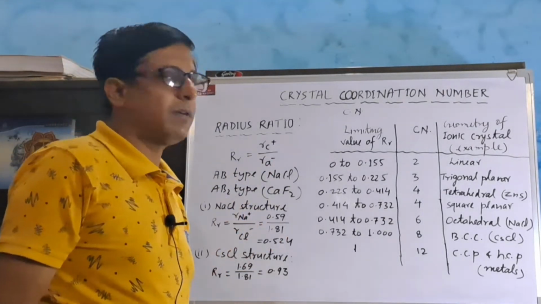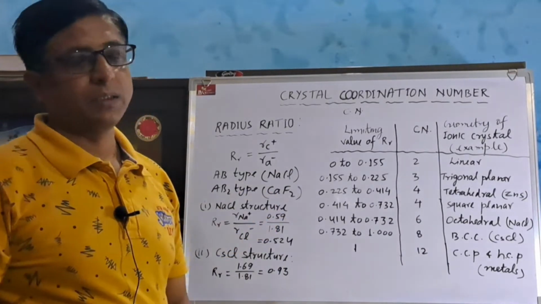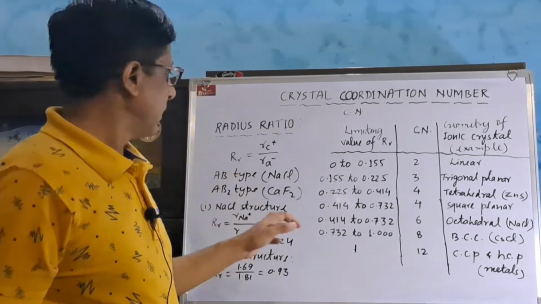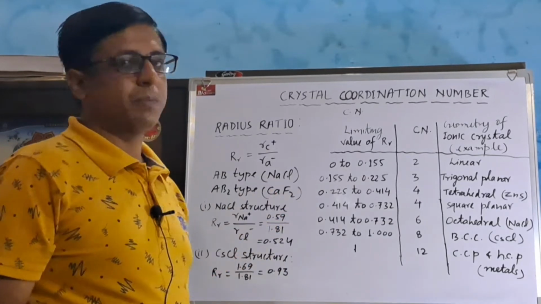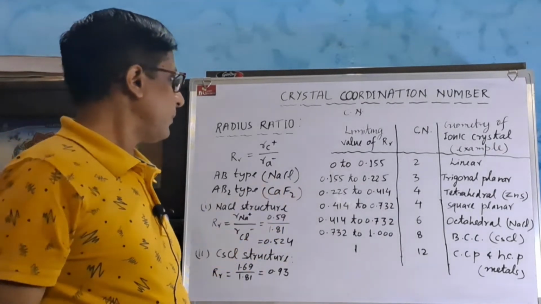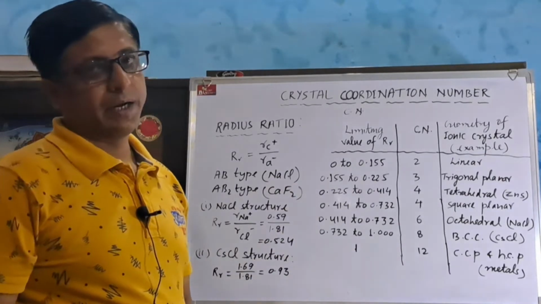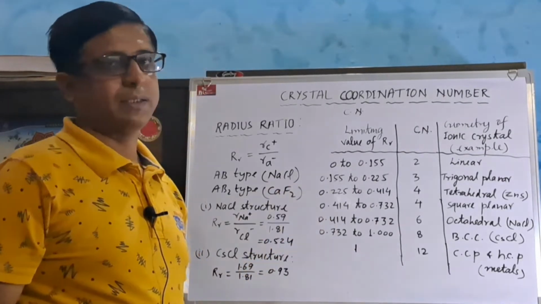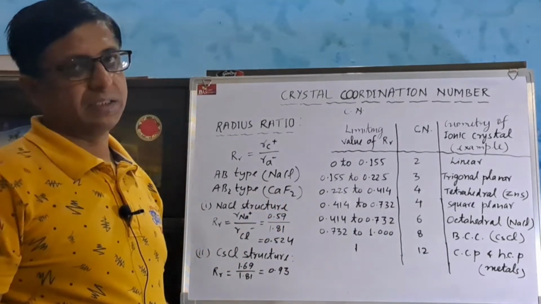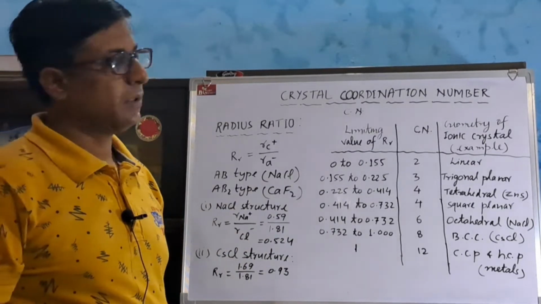But in the case of AB2 type crystals, for example calcium fluoride, the coordination number of cation and anion is not the same. The calcium ion is surrounded by 8 fluoride ions, and each fluoride ion is surrounded by 4 calcium ions. Therefore, the coordination number of calcium ion is 8, but the coordination number of fluoride ion is 4.